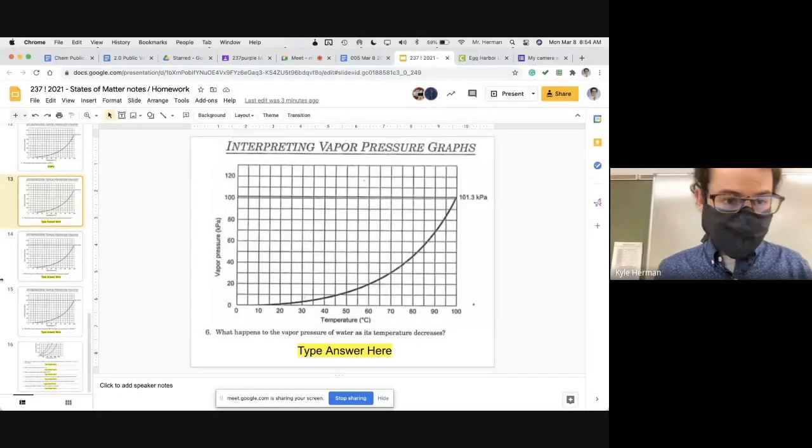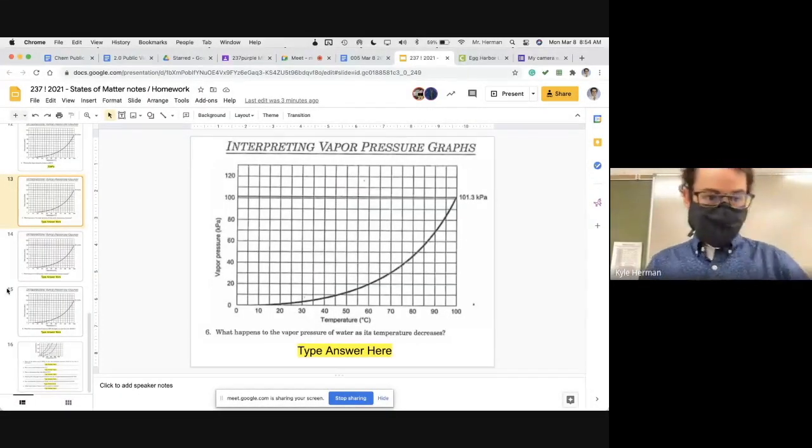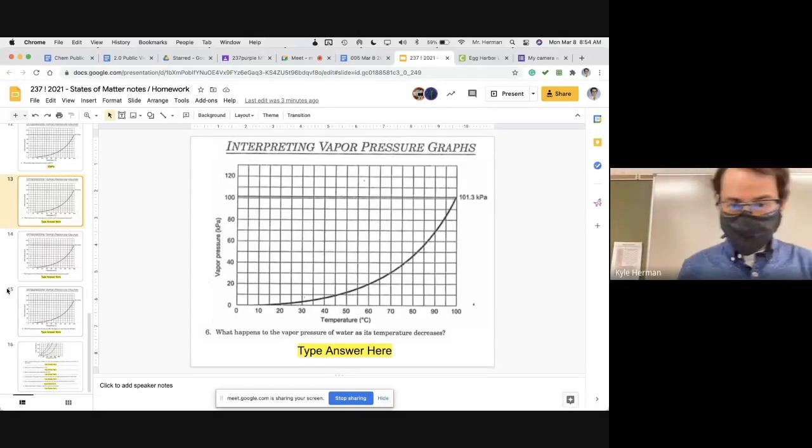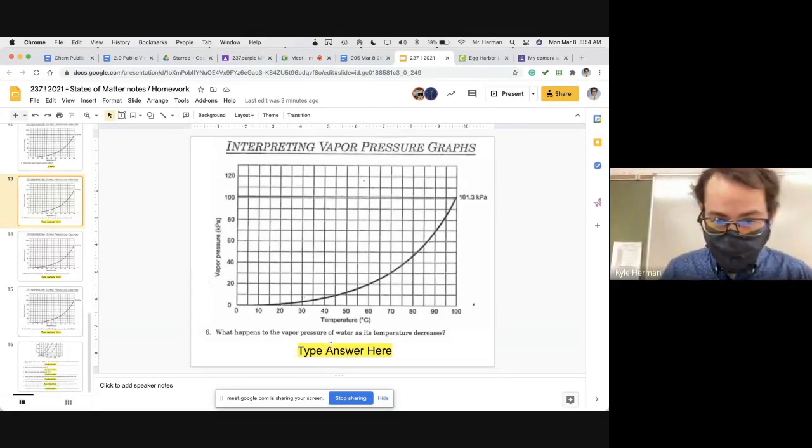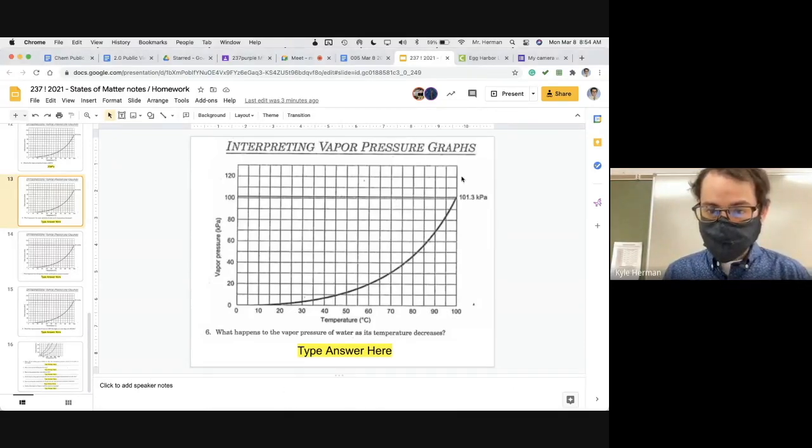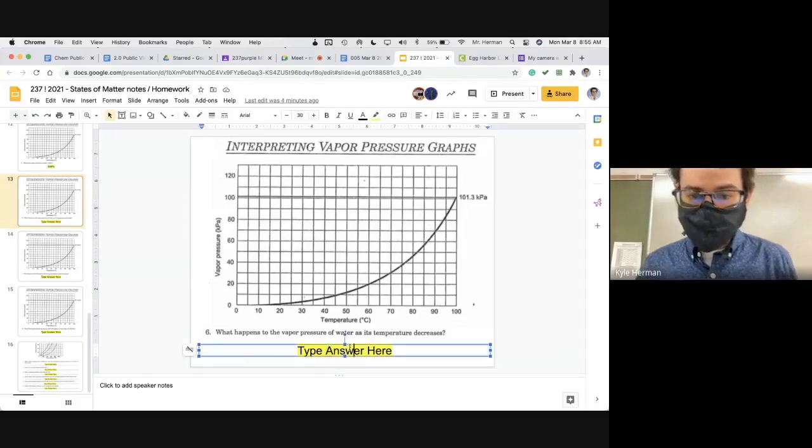All right, let's check out these last three on vapor pressure graphs. It says, what happens to the vapor pressure of water as its temperature decreases? So it's basically asking about this line. What's happening to this line as the temperature decreases? You can see that as the temperature decreases, the vapor pressure also decreases. So we have a decrease here.